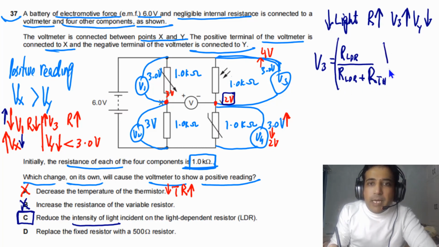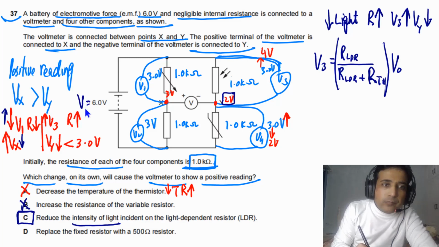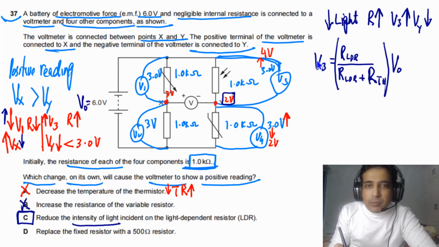And this one has to be multiplied by V0. We can say this one is V0. So if we want this one to increase, we have to increase this one. And if light level goes down, this one will go up. So this reading will increase.